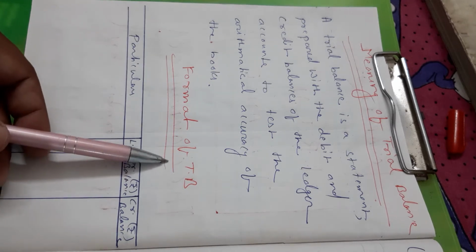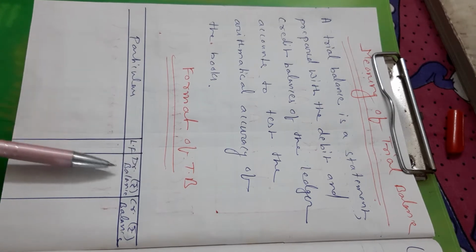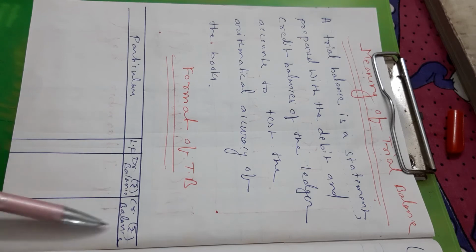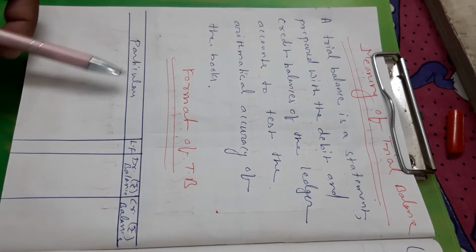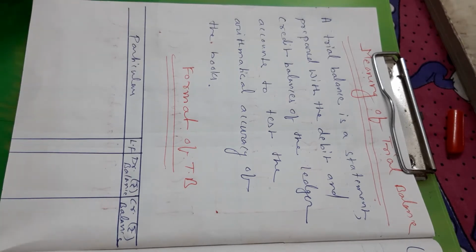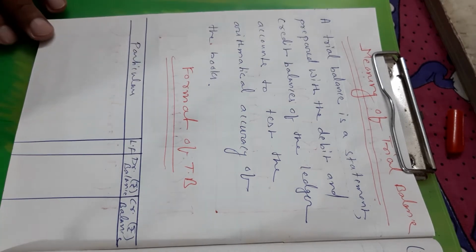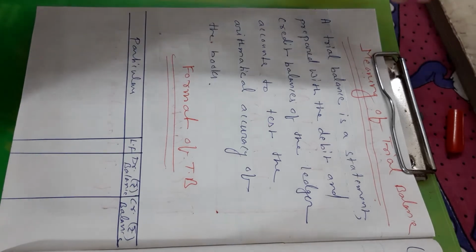Format of trial balance. What is the format of trial balance? This is particulars, LF, debit balance and credit balance. Our heads of accounts, here you can write LF, amount. So this is the format of trial balance. Please take the screenshot.